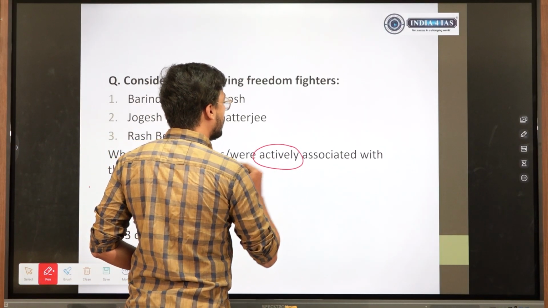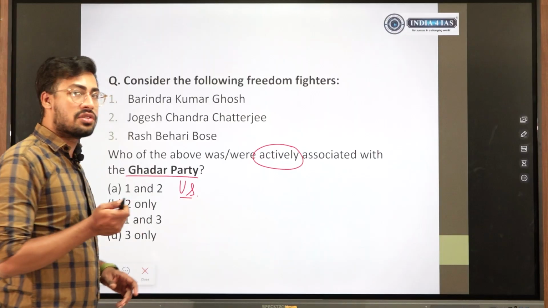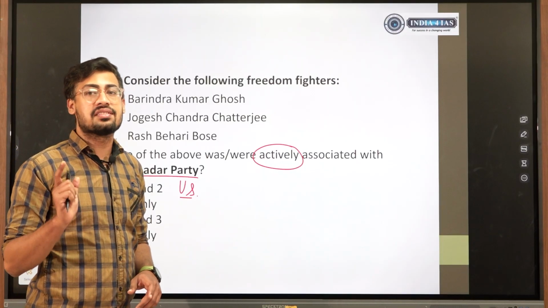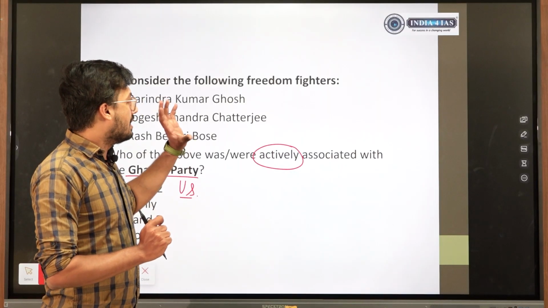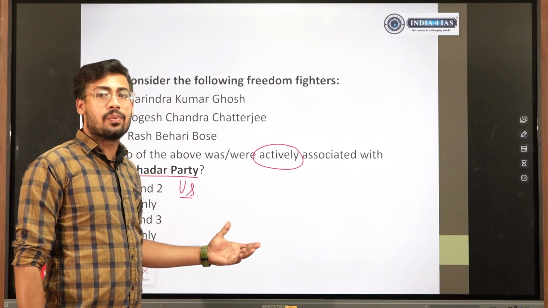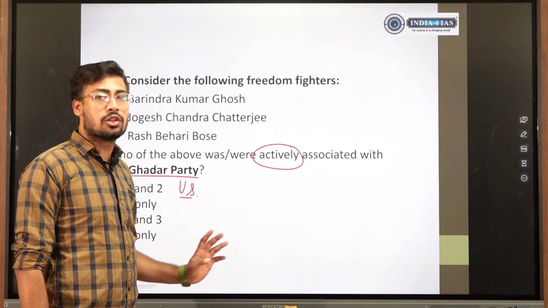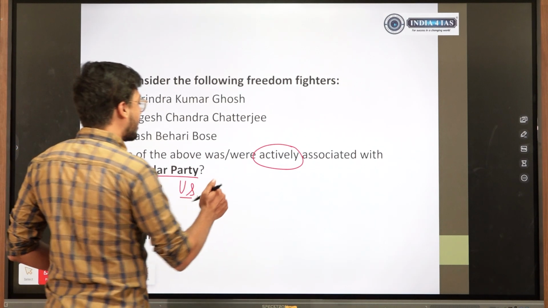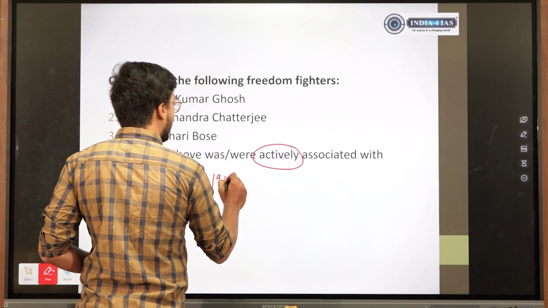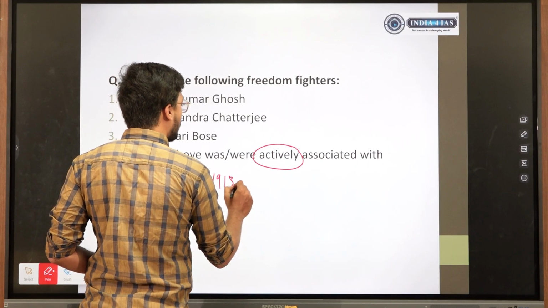This word has been given to prevent just associated. Just associated means maybe more number of persons were there. Actively associated means only those who have been in this organization for more time or contributed more have to be included in this category. Gadar party, one rough idea, when was it established? Around 1913, 1914, in the 13-14 timeline.